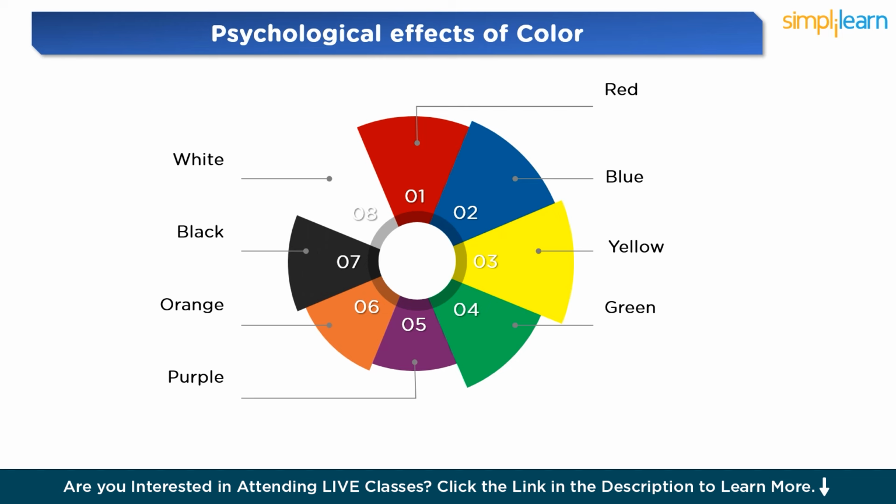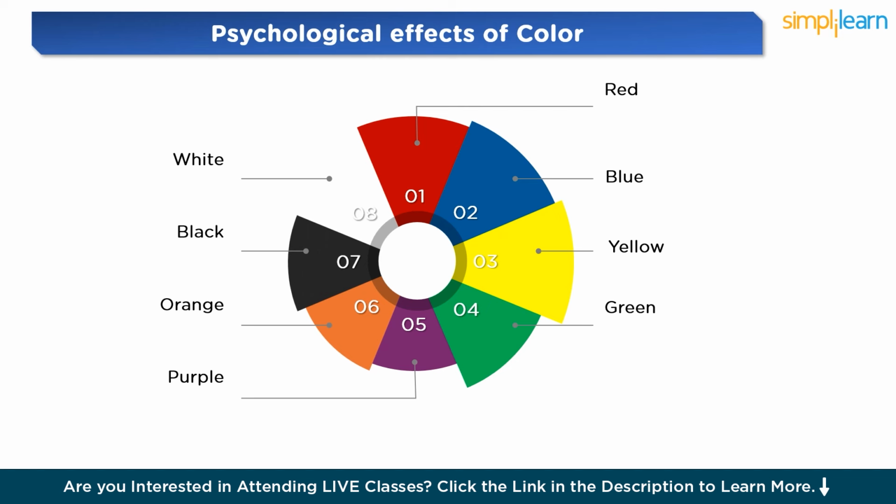1. Red. Associated with energy, passion, and urgency. Often used to evoke excitement or draw attention to important elements. Can also signify danger or warnings. 2. Blue. Symbolizes calmness, trust, and stability. Frequently used to create a sense of security and professionalism. Can evoke feelings of tranquility and relaxation.